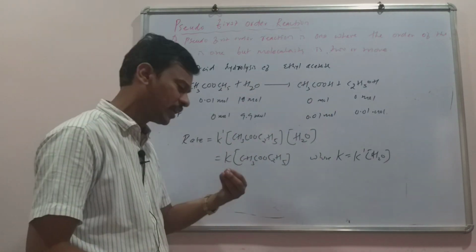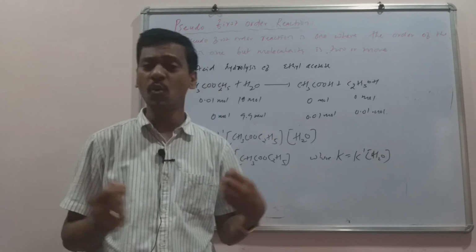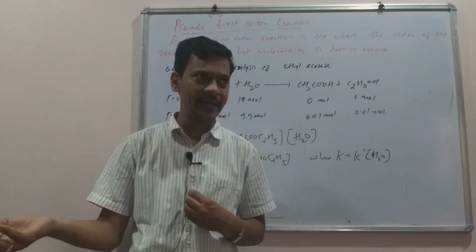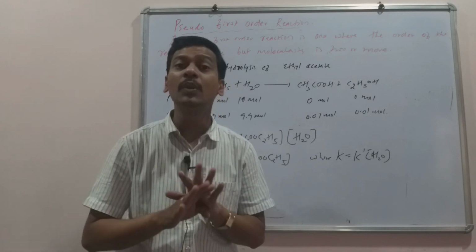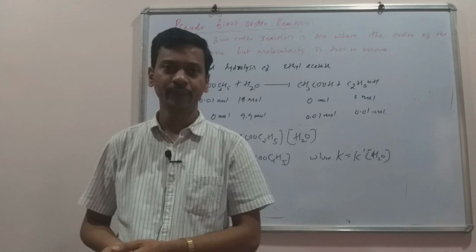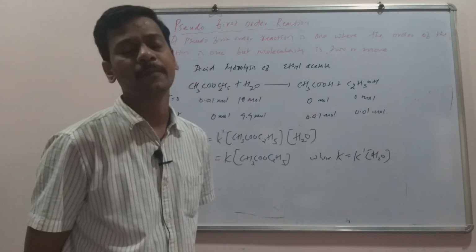For example, one is only 1 ml, and the other is around 1 liter. If you remove 1 ml from that 1 liter or add 1 ml, that will not affect the rate, because it is already in excess. Such types of reactions are called pseudo first order reactions.